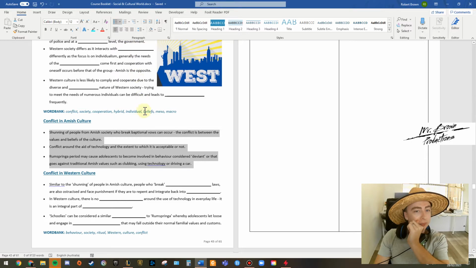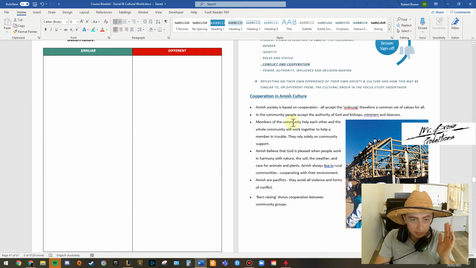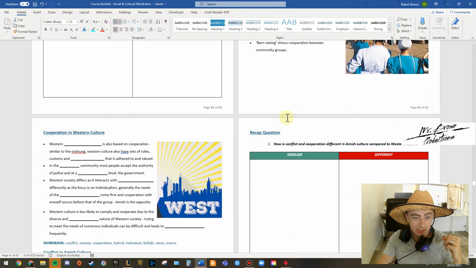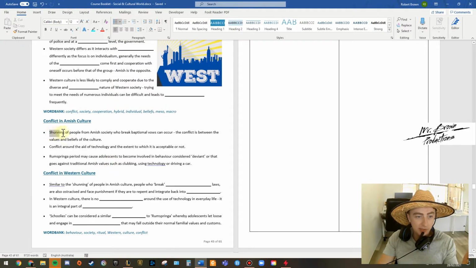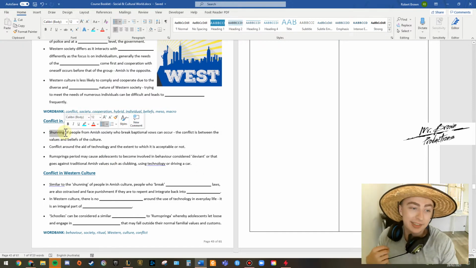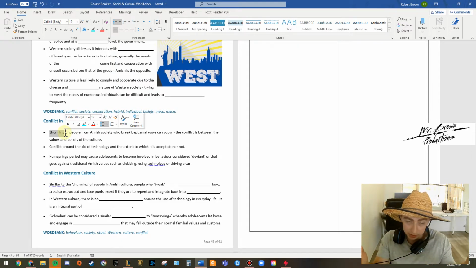Sorry. So conflict in Amish culture. Now, most of the time, because they're very focused on cooperation and they're pacifists, they're not trying to make any conflict, although it still can happen. So our first example you've probably thought of already is the idea of shunning. Shunning, again, is where you are exiled from the community for either breaking the rules or not following their cultural beliefs.